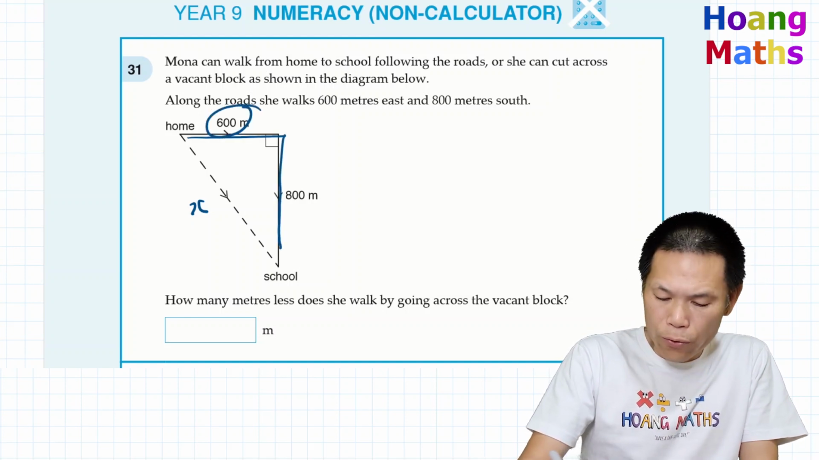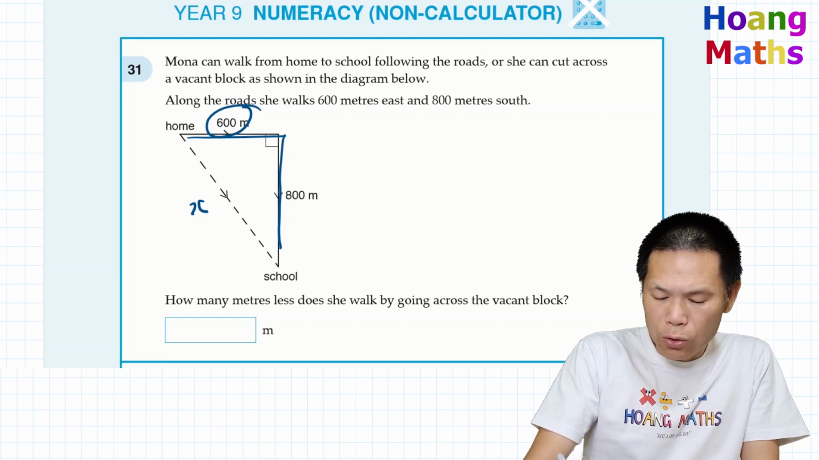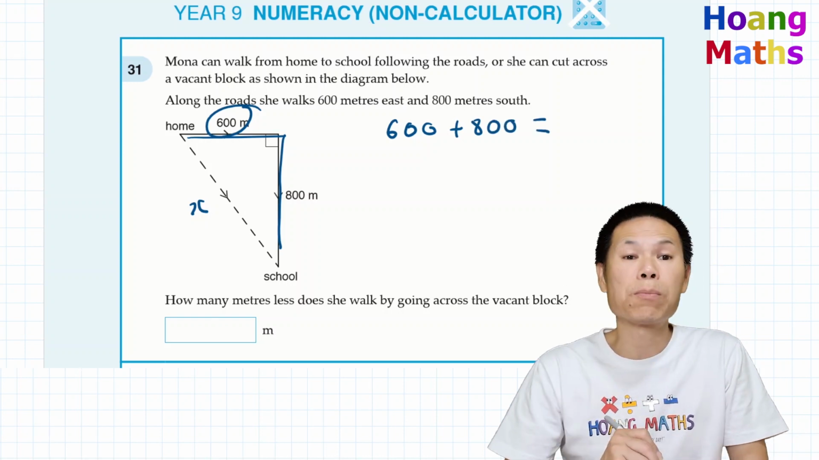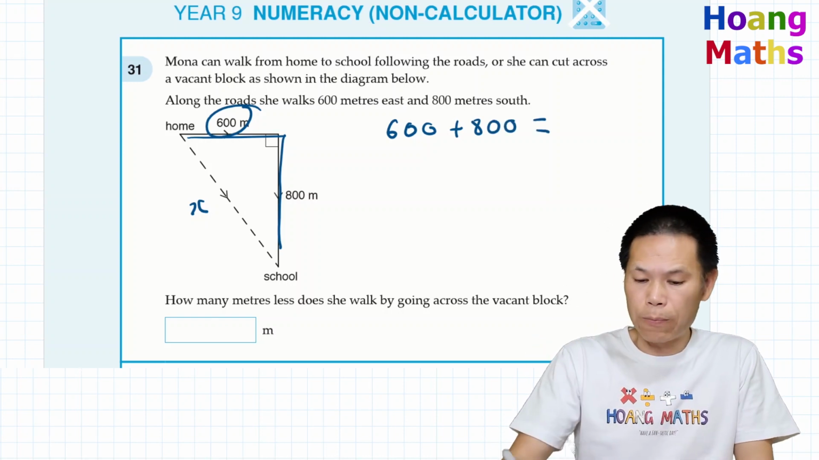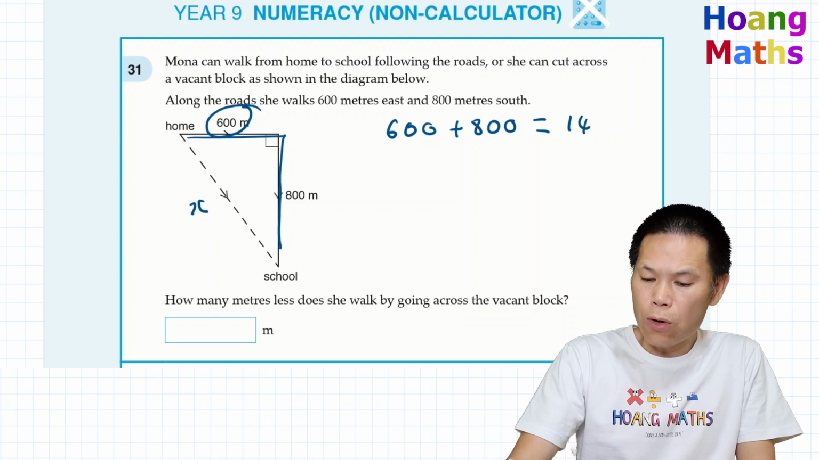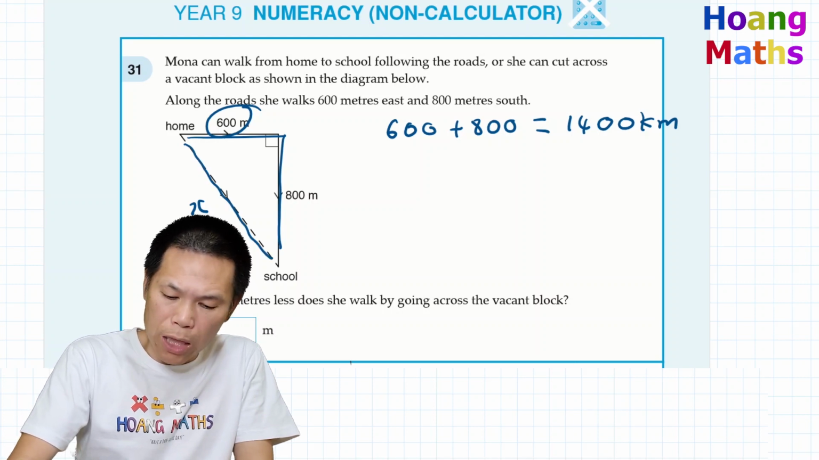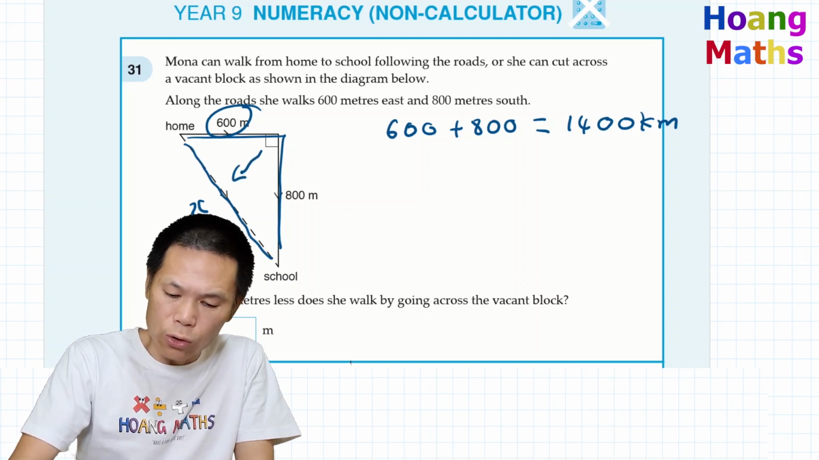For the first part, going the long distance, that is 600, we add 800. So 6 plus 8 is 14. So we just write 1400 meters.